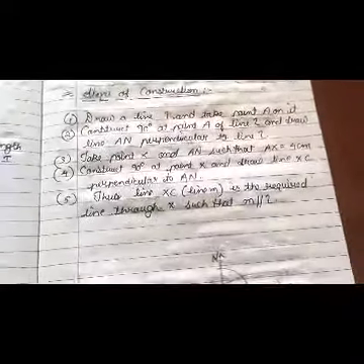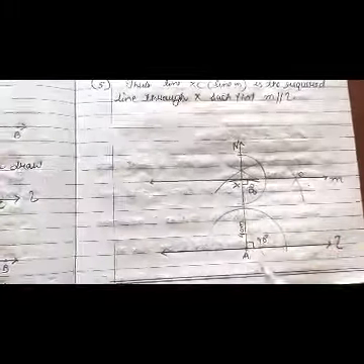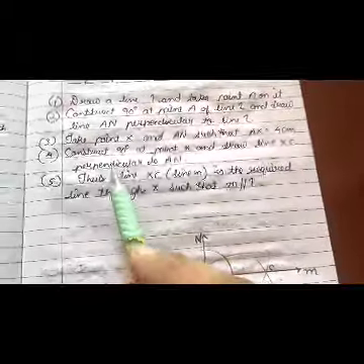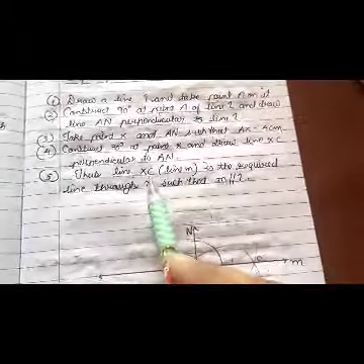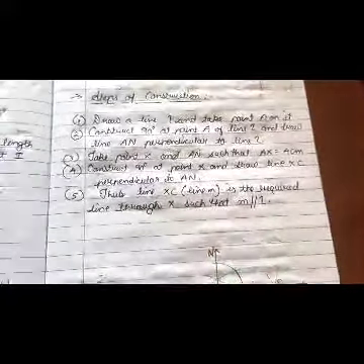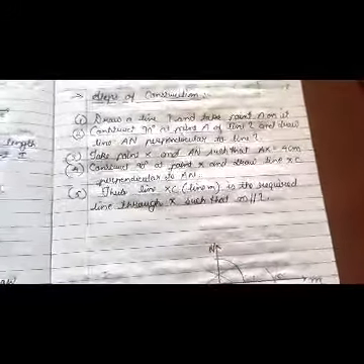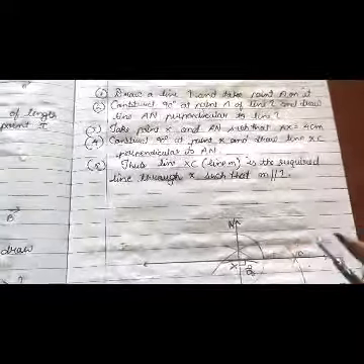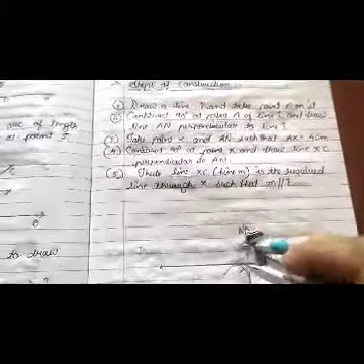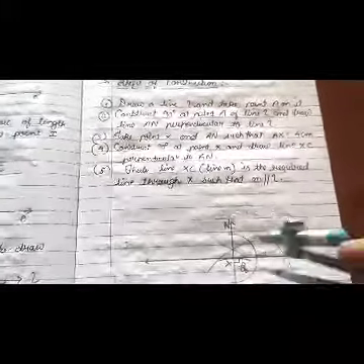Now next step is through this point we have to draw a line parallel to this. So how to construct this line? Again the same process. Construct 90 degrees at point X and draw a line. So how to construct 90 degrees? Take any measure with your compass and draw an arc, either on this side or on that side.